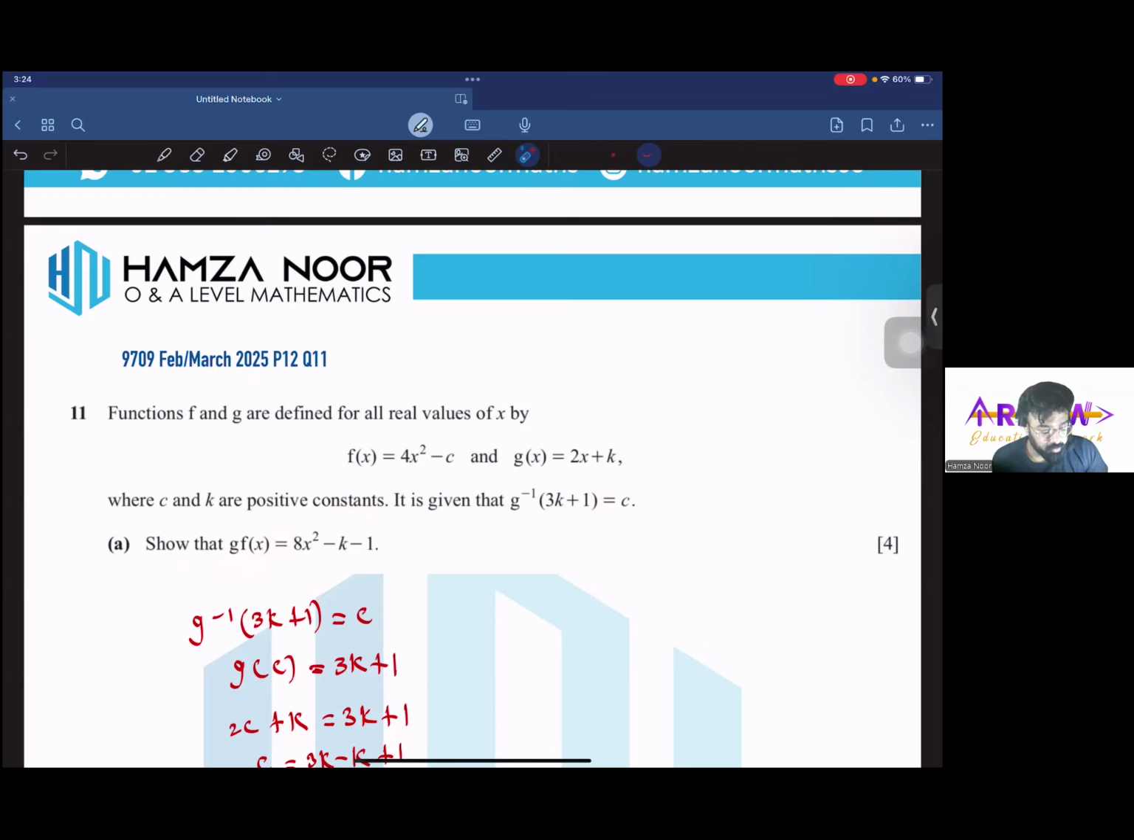So what you need to understand is that the input of the inverse function is basically the output of the original function, and the output of the inverse function is basically the input of the original function. So when g inverse of (3k + 1) = c, g(c) = 3k + 1. Now you put c as the input of g(x), so 2c + k = 3k + 1.